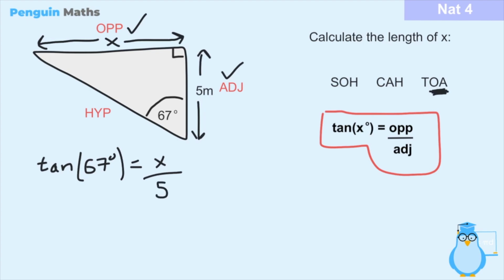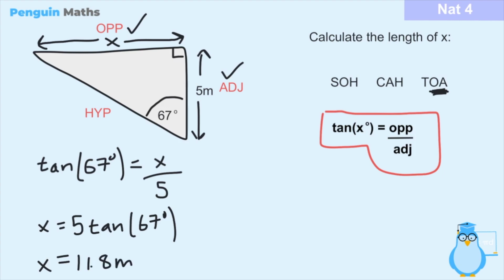And the next step we have to do is then rearrange this equation for what we want to solve, and in this case we want to solve for x. So we have to bring this 5, it's being divided on this side, so when we change the side, we change the sign, so then it's going to be multiplied by 5 by this tan of 67 degrees. So we can say that x is equal to 5 multiplied by the tan of 67 degrees, and then all we have to do now is put this into our calculator, and this gives us a value of roughly 11.8 metres for the length of x.